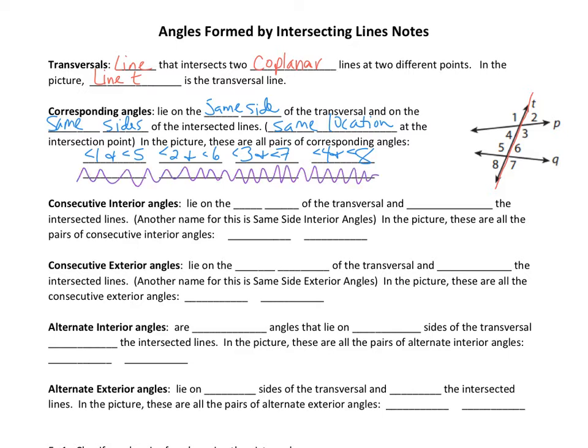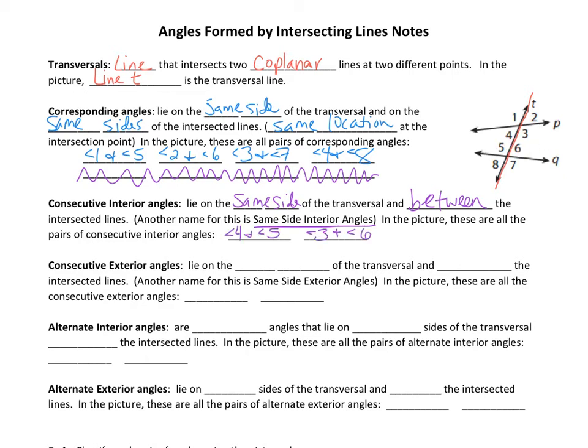Next is our consecutive interior angles, and they lie on the same side of the transversal and between the intersected lines. Another name for this could be the same side interior angles. And on our picture, these are all the pairs of consecutive interior angles. So it has to be between the two intersecting lines. So here's our intersecting lines. You only have a choice of 4, but then they need to be paired up on the same side of that transversal line. So it'd be 4 and 5, and then 3 and 6.